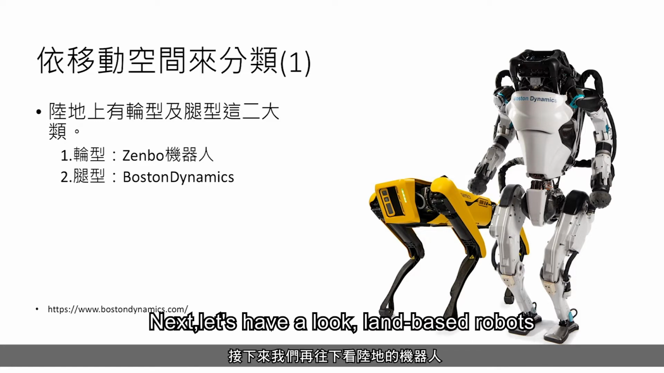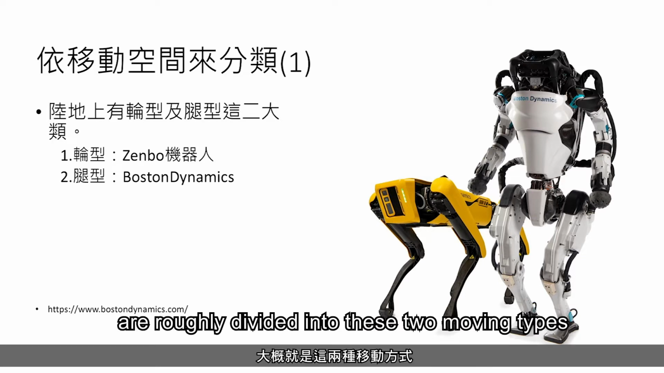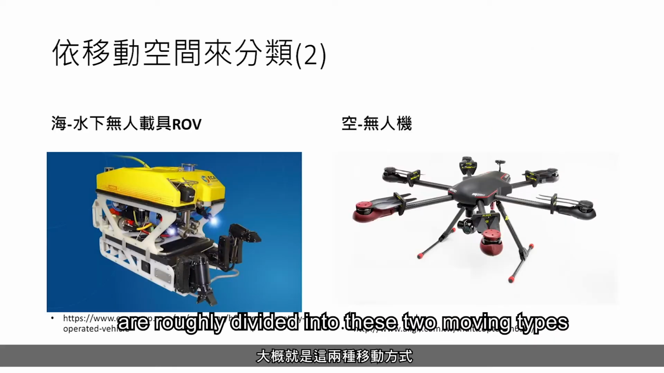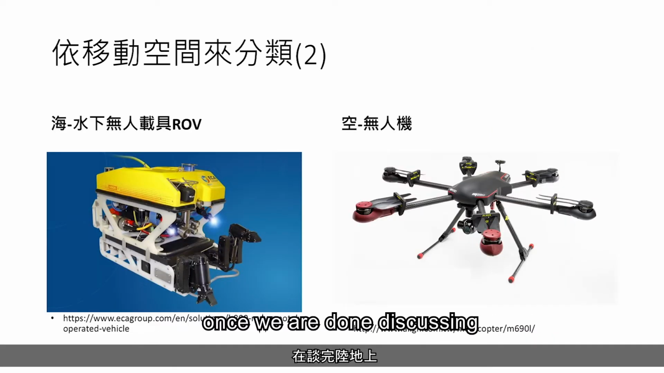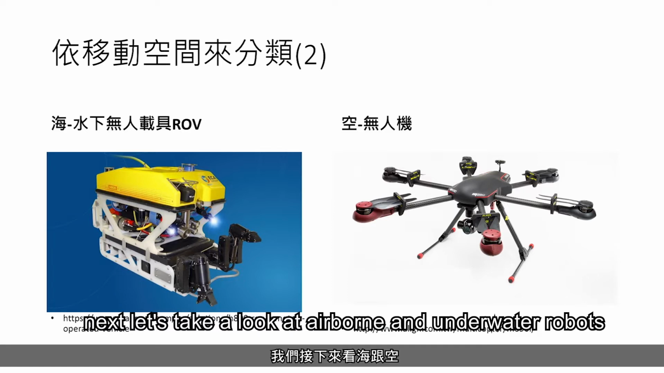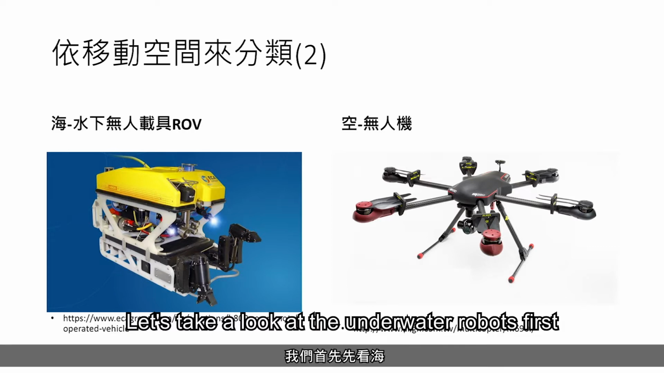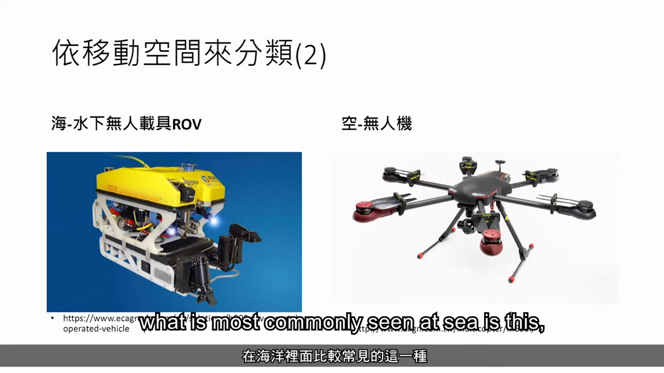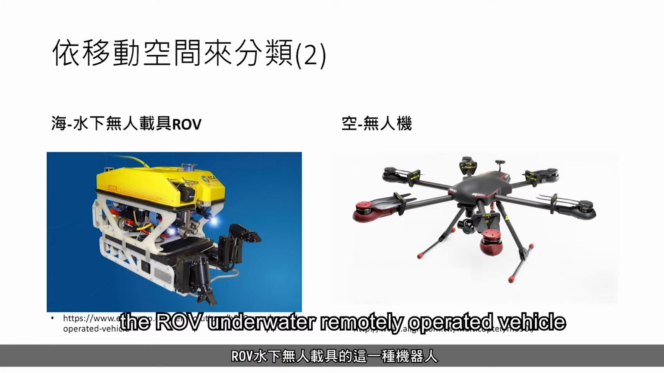Next, let's have a look. Land-based robots are roughly divided into these two moving types. Once we are done discussing the moving of land-based robots, next, let's take a look at airborne and underwater robots. Let's take a look at the underwater robots first. What is most commonly seen at sea is this, the ROV, underwater remotely operated vehicle.